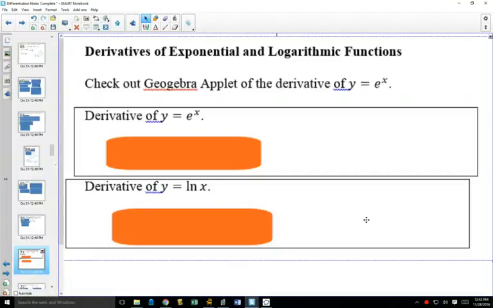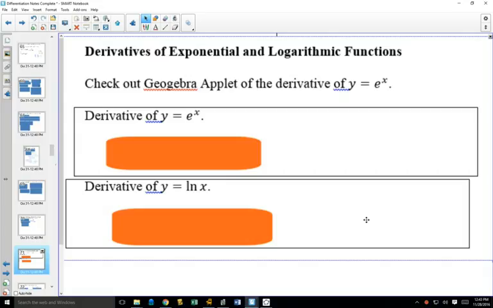So far, we have only one type of function that we can do the derivative of, and that's basic polynomials. So the question is, well, what about other functions? How do we do the derivatives of sine and cos and e to the x and natural log of x, and what do they look like? So we're going to start with looking at our exponential and logarithmic functions.